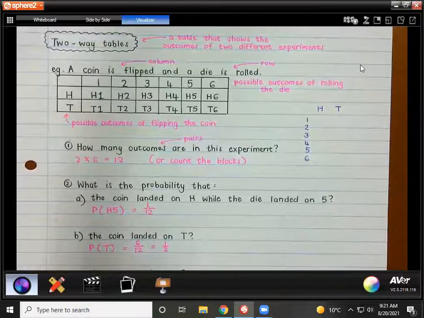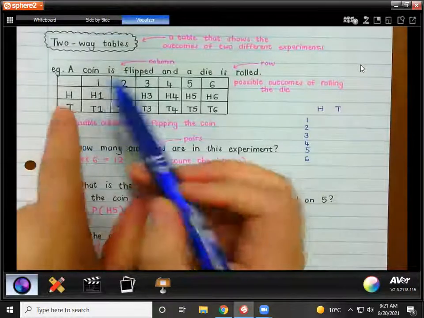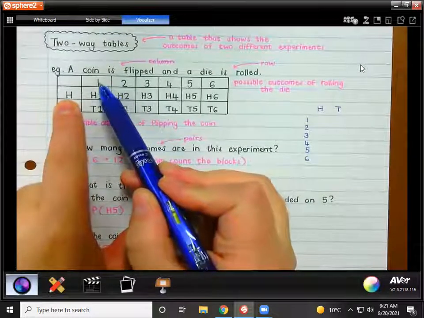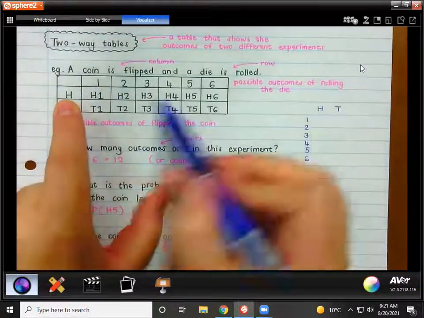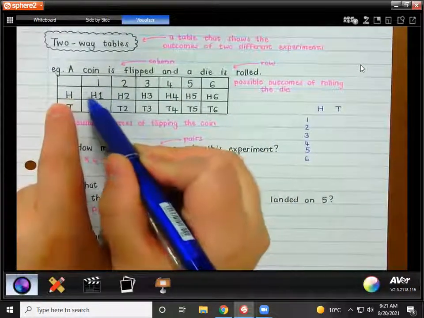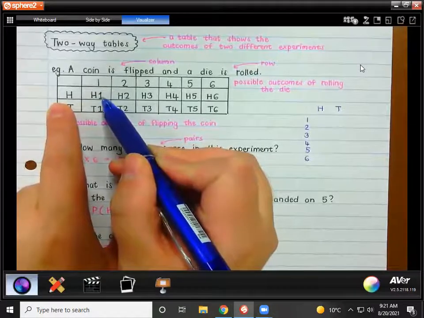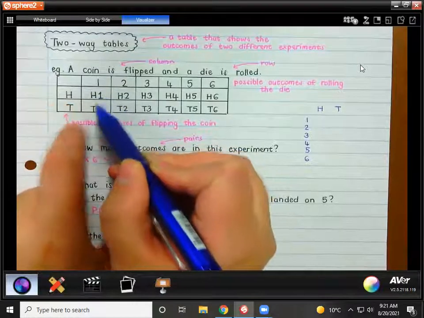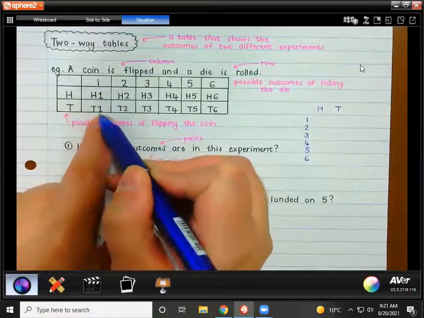Long going down. Then what you're going to do in the actual table is you're going to match them up. So what I did here is this is saying if you're rolling your die, it can land on 1 and the coin can land on heads. So that will be heads and 1. Does that make sense? Or it can land on tails and 1.